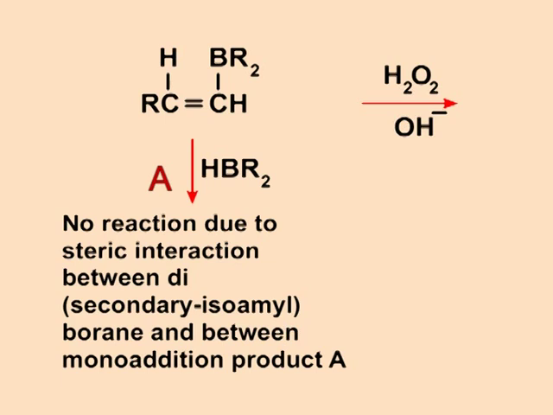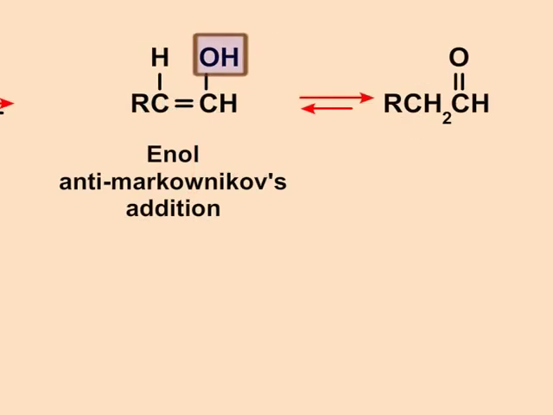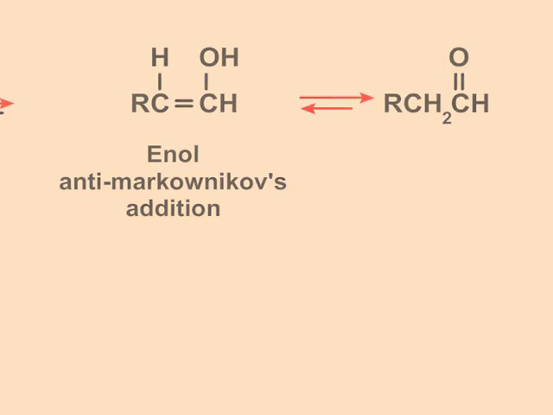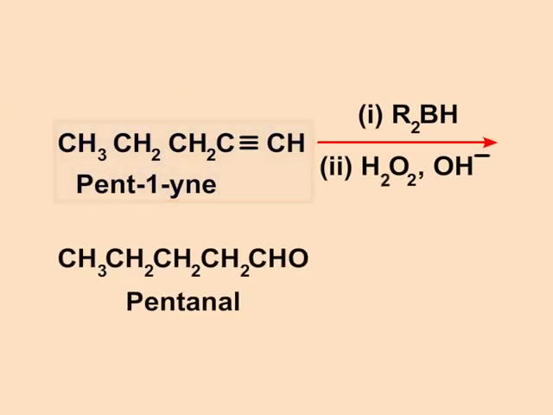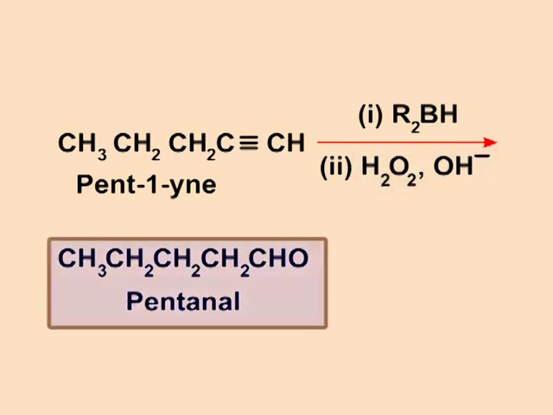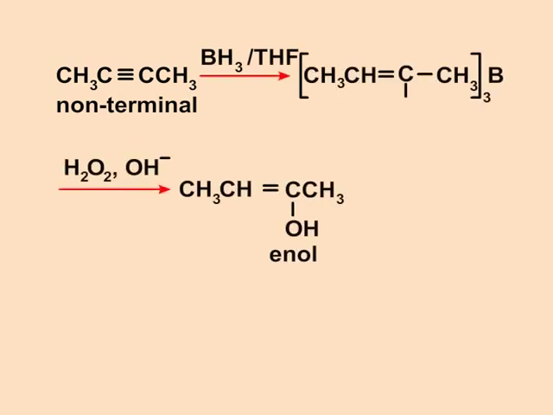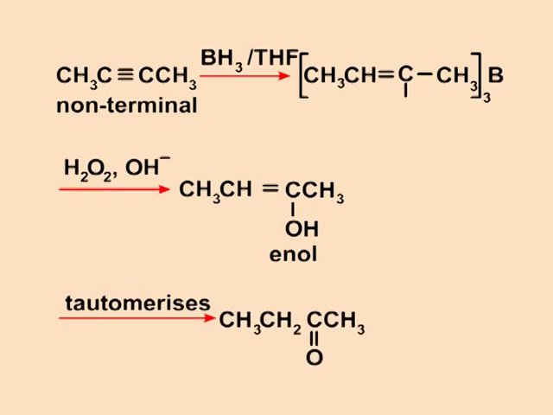When the initially formed boron compound A reacts with aqueous basic hydrogen peroxide, the boron is replaced by a hydroxyl group. The resulting hydroxyalkene, called an enol, tautomerizes to the corresponding aldehyde. Hydroboration of pent-1-yne with diisoamyl borane followed by alkaline hydrolysis gives pentanal. Hydroboration oxidation reaction of non-terminal alkynes forms ketones.